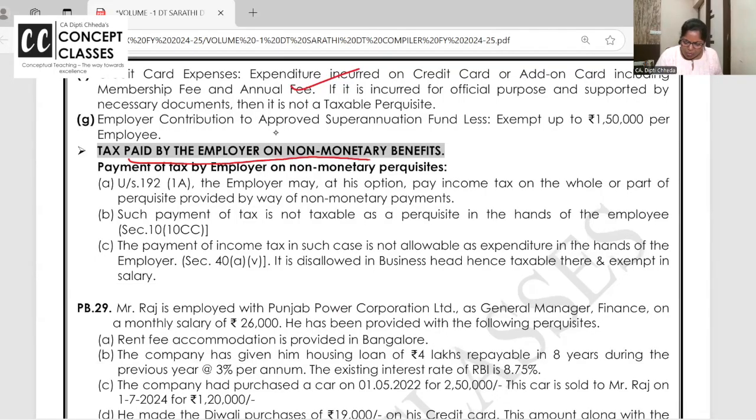Tax paid by the employer on the non-monetary benefit. Who is paying the tax? Employer. This is disallowed in the hands of the employer only in the business head. Employer, you are giving benefits to the employee, and on that you are paying tax. Employer, your own income tax is not allowed. Why are you paying the employee's income tax? Not allowed. So the employer paying the tax of the employee is disallowed in the hands of the employer, and in the hands of the employee it will be exempt.